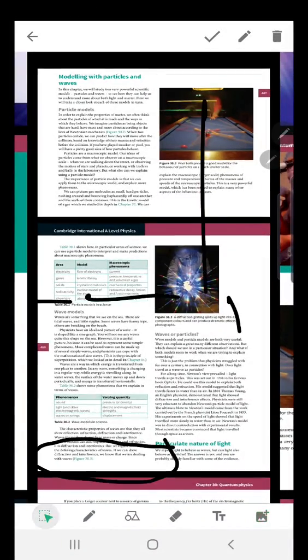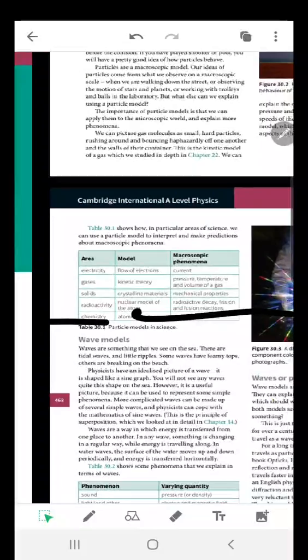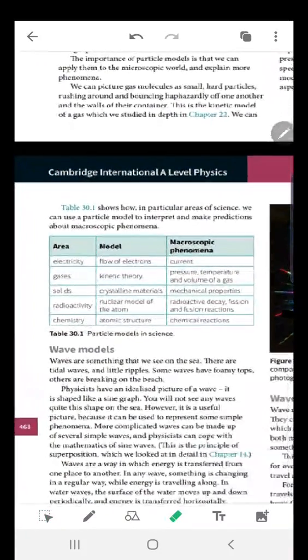Now, if we are modeling any particle, what we see in that particular particle is the pressure and the temperature of that particular gas. We also talk about the radioactivity of that particular element. We also talk about the chemical reaction when we are talking about particles. These are all the properties which we discuss when we are talking about particles.